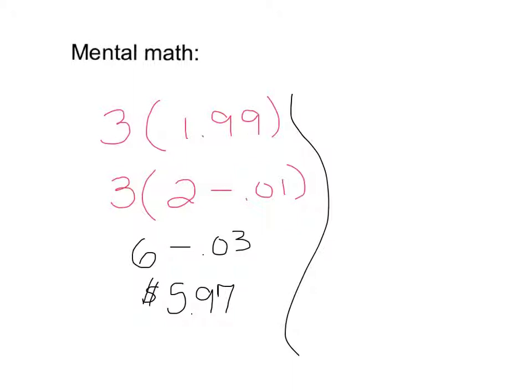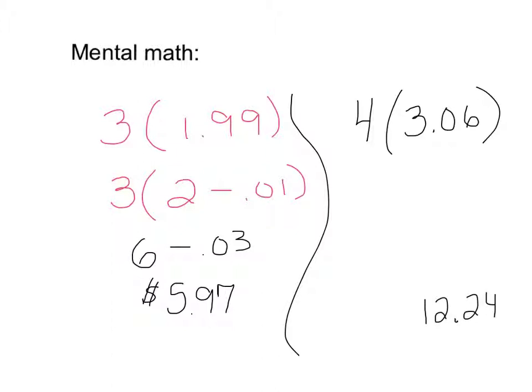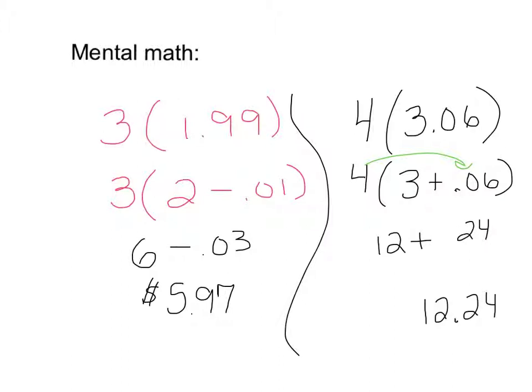Let's say I wanted to know what 4 times 3.06 was. I can do it in my head. It's going to be 12.24. How did I get this? I thought of it as 4 times 3 plus 6 hundredths. So if I multiply 4 times 3, I get 12. And then 4 times 0.06. If I think about it in terms of what's 4 times 6, I would get 24. And knowing that I have 2 decimal places allows me to put the decimal place there. This gives me my answer of 12.24.